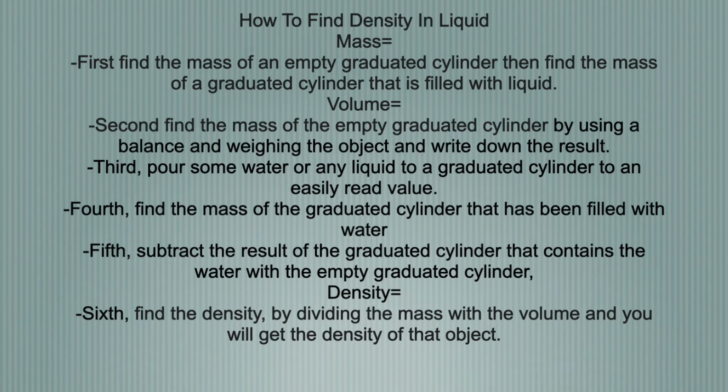How to find density in liquid? First, find the mass of an empty graduated cylinder, then find the mass of a graduated cylinder that is filled with liquid. Second, find the mass of the empty graduated cylinder by using a balance and weighing it, and write down the result. Third, pour some water or any liquid into a graduated cylinder to an easy read value. Fourth, find the mass of the graduated cylinder that has been filled with water. Fifth, subtract the mass of the empty graduated cylinder from the mass of the cylinder that contains the water. Sixth, find the density by dividing the mass by the volume, and you will get the density of that liquid.